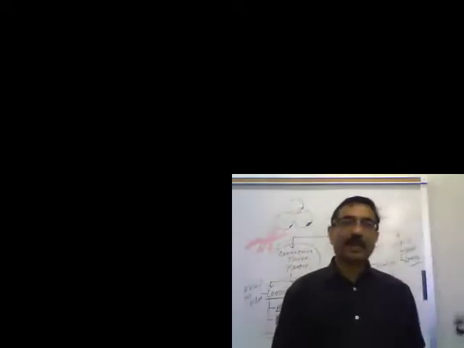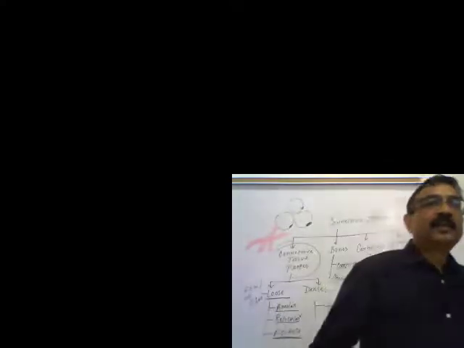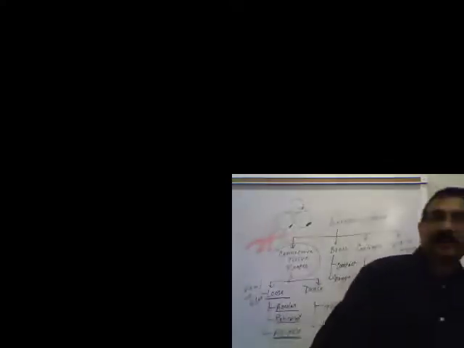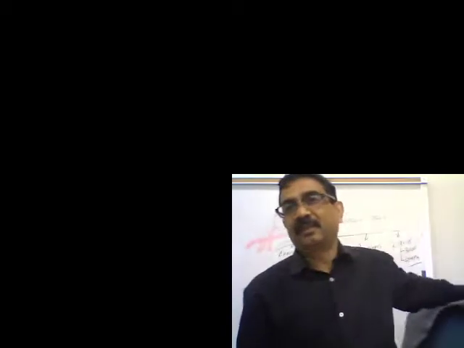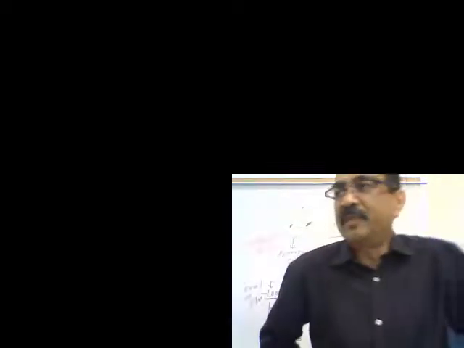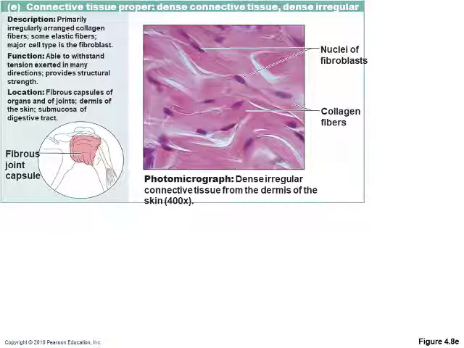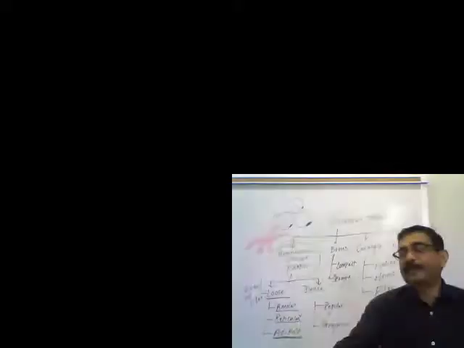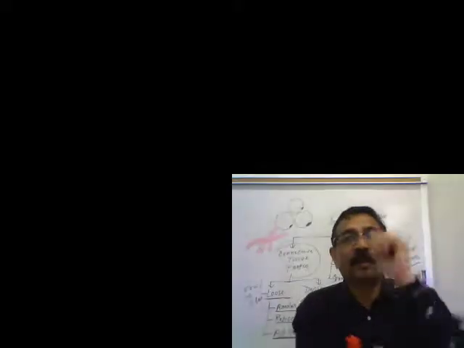Dense irregular, you see, this is dense irregular, and where you will find it: dermis of the skin. That means under the epidermis. Epidermis is epithelial tissue, you know that. So under this epidermis, you have the dermis. Dermis is formed by dense irregular, number one.